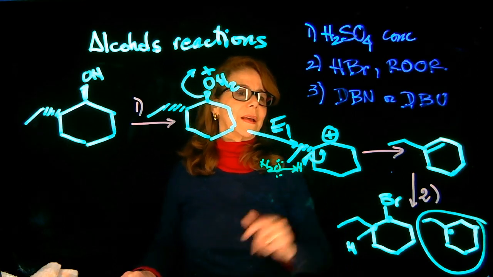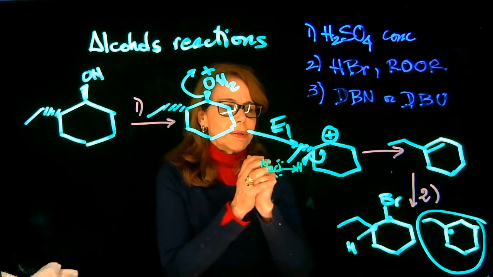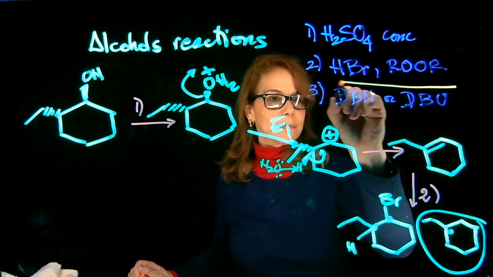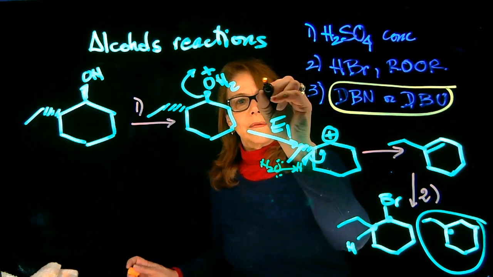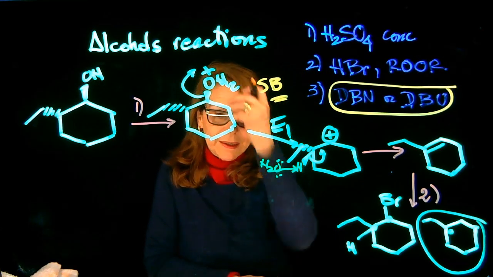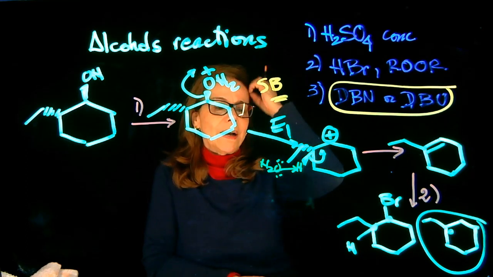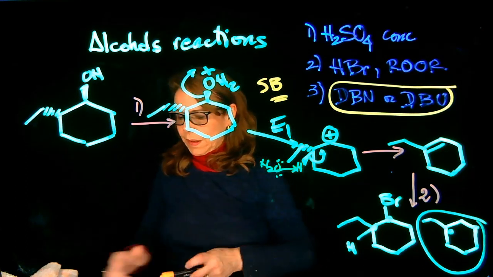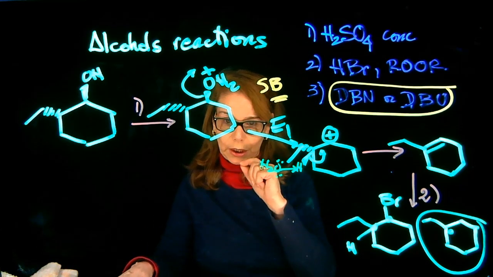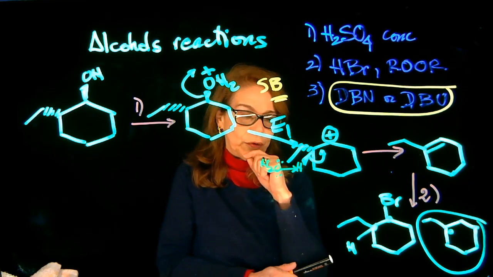Now, the last step says DBN or DBU. These are bulky bases. The importance of that is that either one of these reagents is a strong base, but not nucleophilic, meaning that we're not going to get any SN2 products. We're going to get only the E2 product. Because they are really bulky, you're not going to get the Zaitsev product. You're going to get the Hofmann product, so the least substituted alkene.